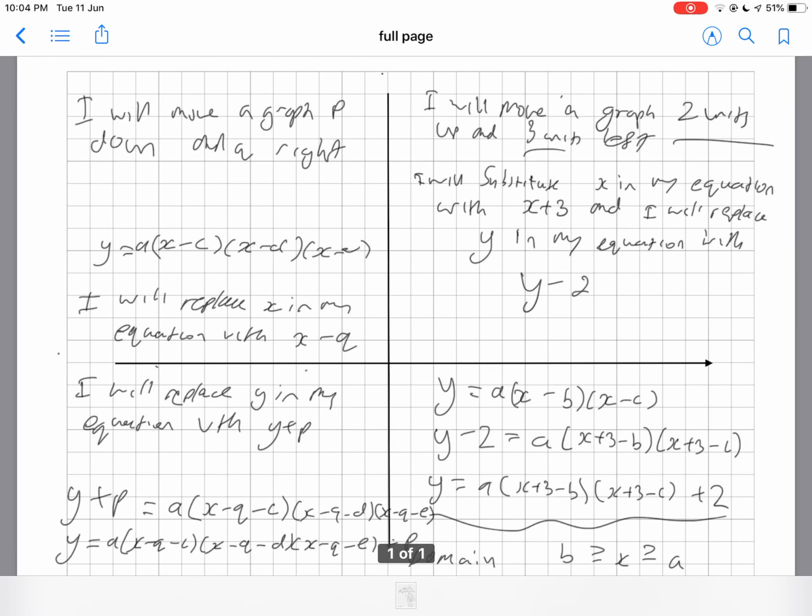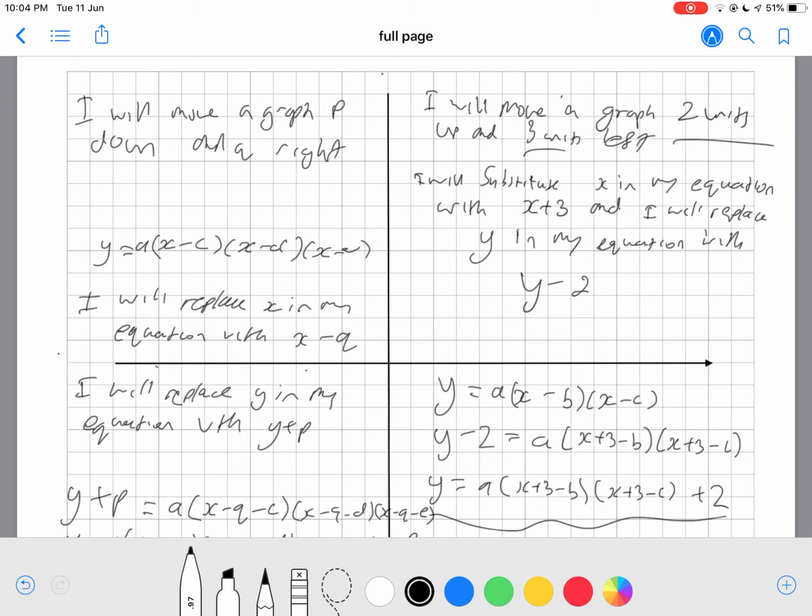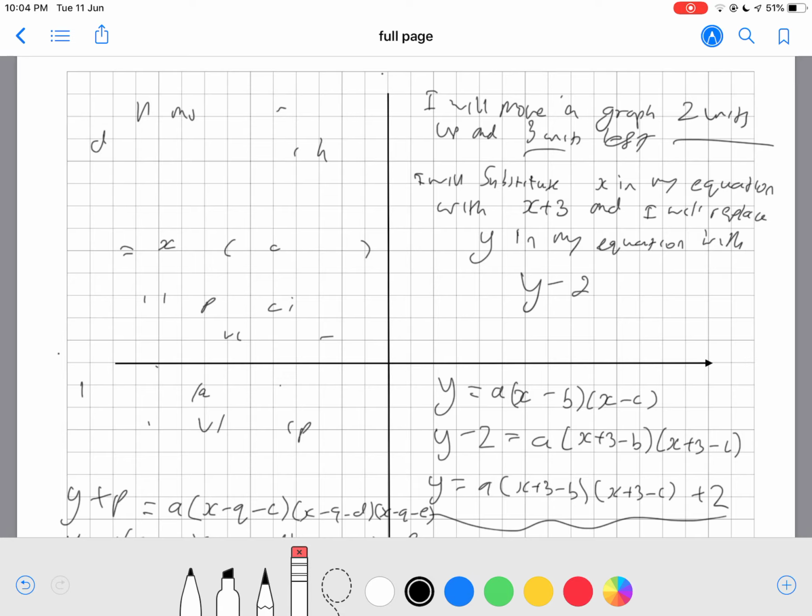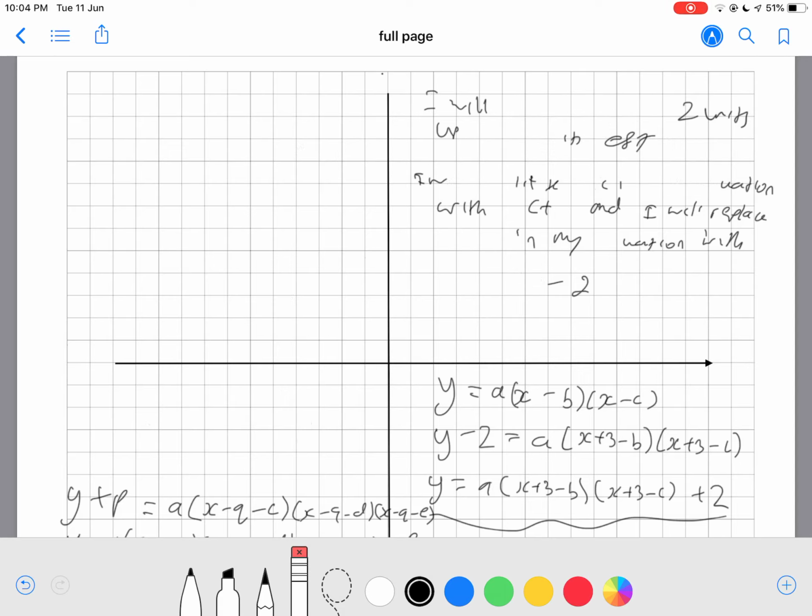So that's really it for moving down and up, left and right, okay? So now we're going to be moving on to reflecting the graph, okay? So it's a bit harder, but I guess it's still not too bad. So reflecting the graph.